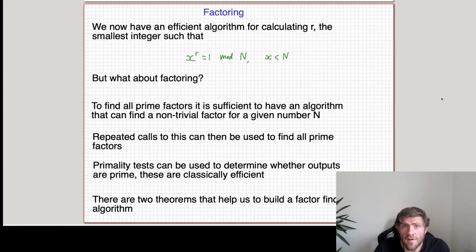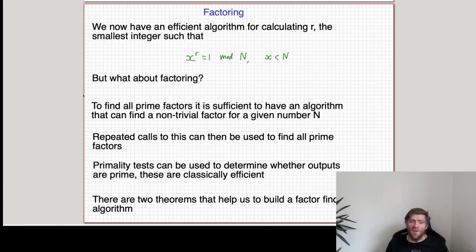Now we're at the point where we can look at the factoring algorithm, as Peter Shor calls it, or Shor's algorithm, as everyone else calls it. So we have an efficient algorithm for calculating the smallest integer r such that x to the r equals 1 mod n. But what about factoring? Well, to find all prime factors, it's sufficient to have an algorithm that can find a non-trivial factor for a given number, and then you divide by that number, and you repeat the process until you've extracted all of the non-trivial factors.